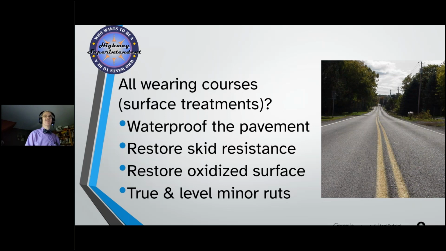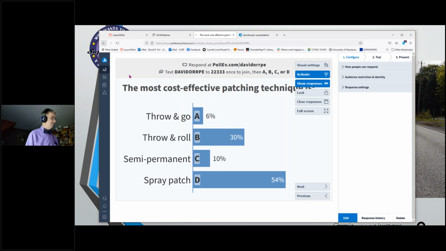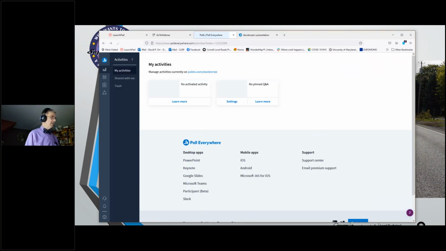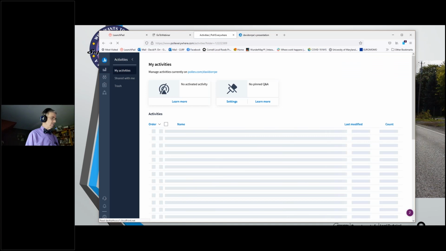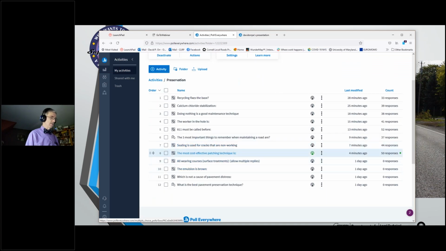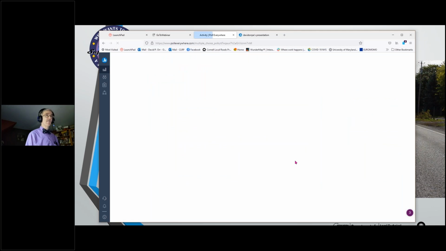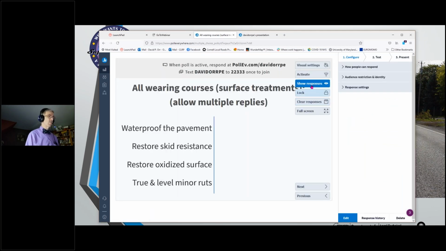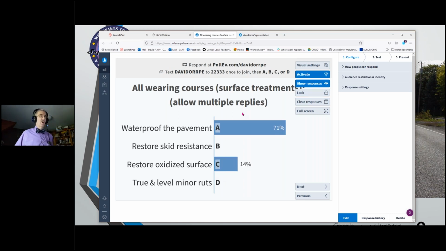All wearing courses, surface treatments, chip seals, but chip seals is just one of the many wearing courses, do which of the following? Waterproof the pavement, restore skid resistance, restore the oxidized surface, and true and level minor ruts. And let's go back over here to our Poll Everywhere page. And once it comes up, this one, by the way, you can multiple replies, so you can actually click more than one. So you can pick on all 4 if you want.